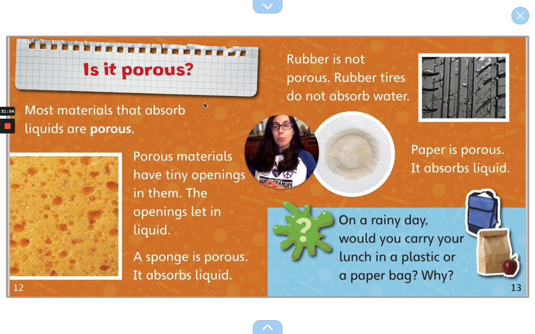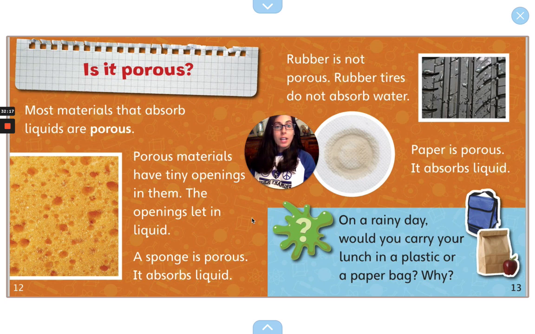Oh, maybe that's why a sponge absorbs more liquid than a paper towel, because a sponge is more porous. It has these big holes, right? Rubber is not porous. Rubber tires do not absorb water. Paper is porous. It absorbs liquid.